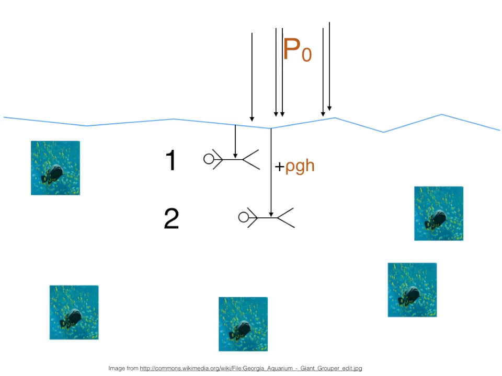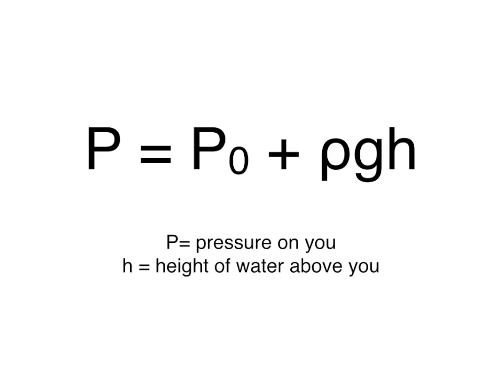And if you go down deeper, there's more water above you, so there's more weight, there's more pressure on you. If you go down even farther, there's even more pressure. So you have the pressure of the atmosphere plus the pressure of the water, which depends on the height h. The atmosphere is always about the same, and it's pressing on the water. And the more water above you, the more the height of the water above you, the more you're adding to the pressure of the atmosphere.